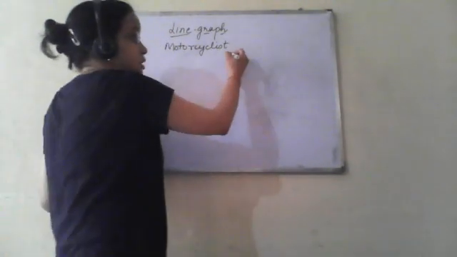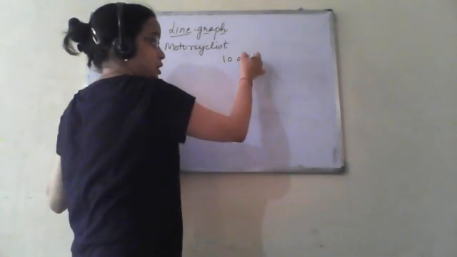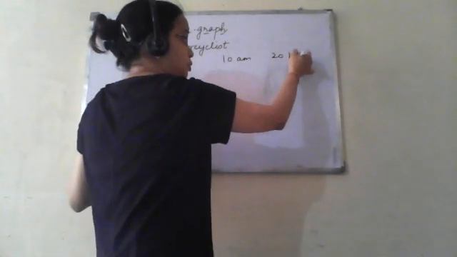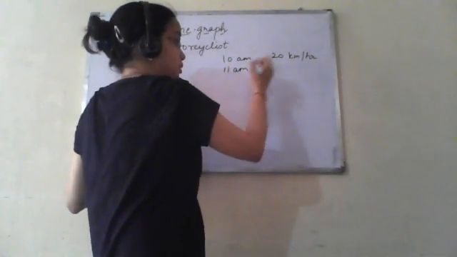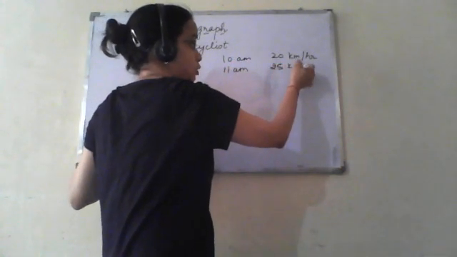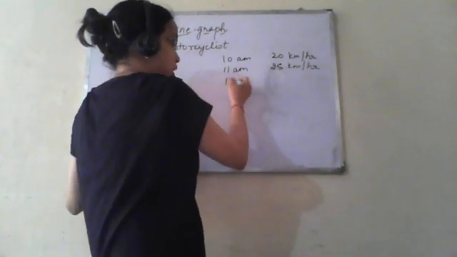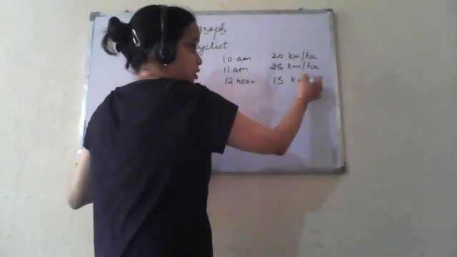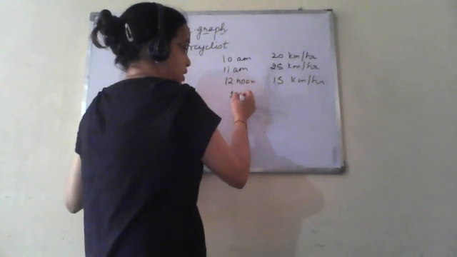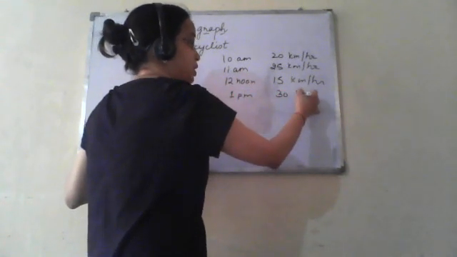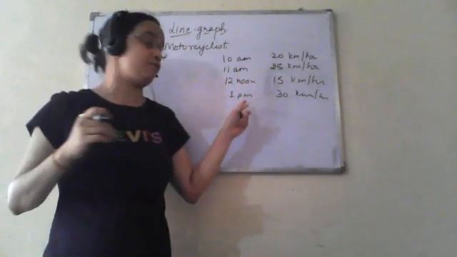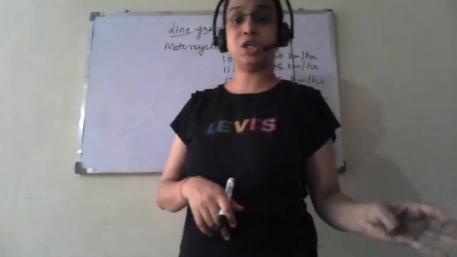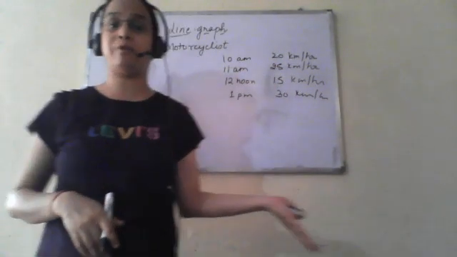Like he has started his journey at 10 a.m. and his speed was 20 kilometer per hour. Okay, at 11 a.m. it was 25 kilometer per hour. At 12 noon, it was 15 kilometer per hour. At 1 p.m. the speed was 30 kilometer per hour. Okay, so these are the four things we have to plot. That means at every hour his speed has been changing. So these types of things we plot with the help of a line graph.